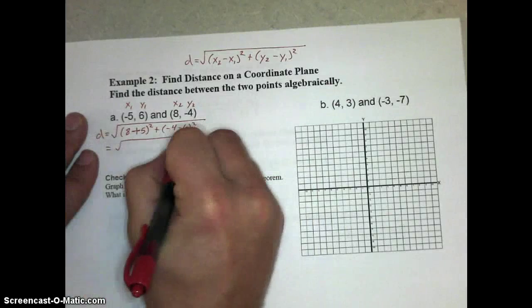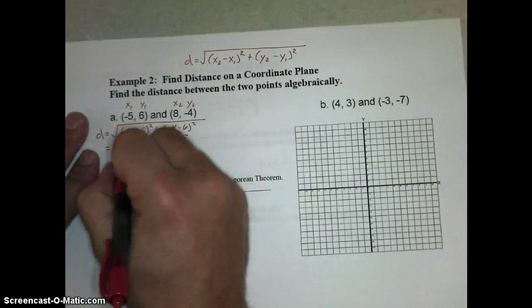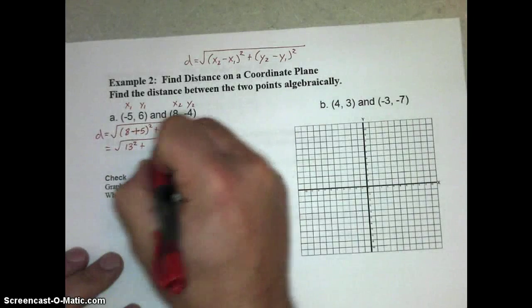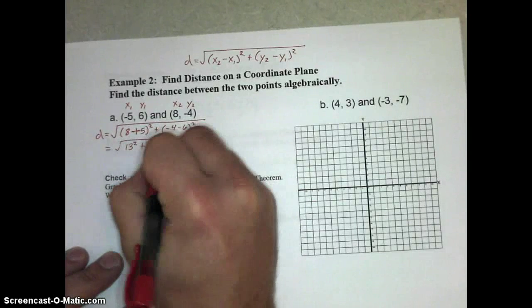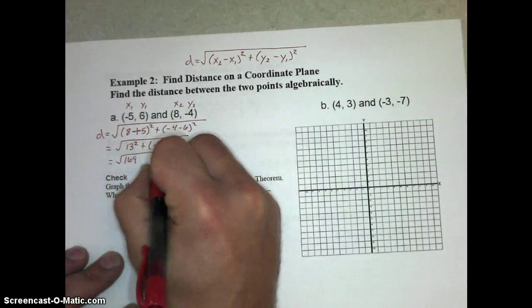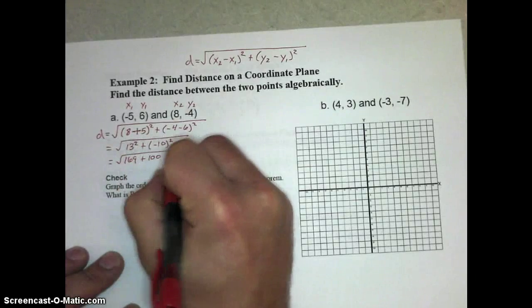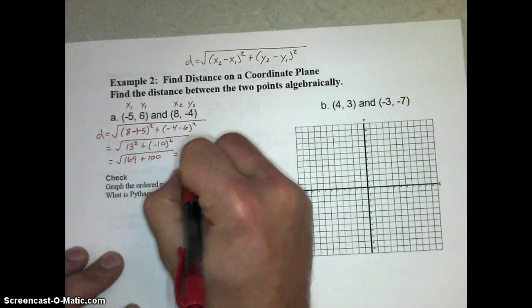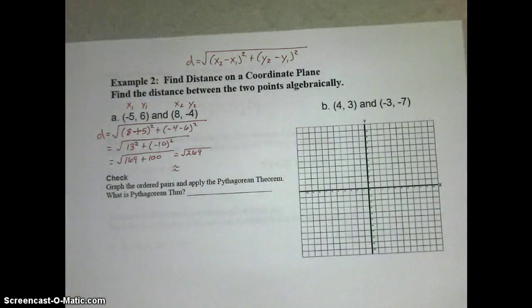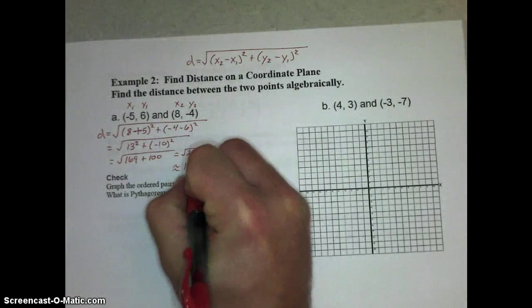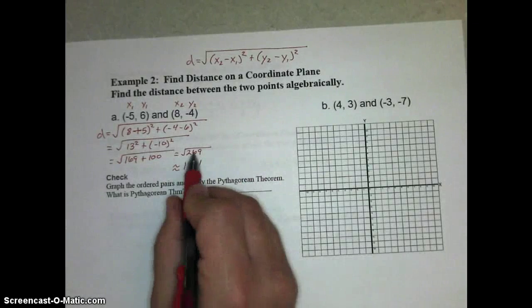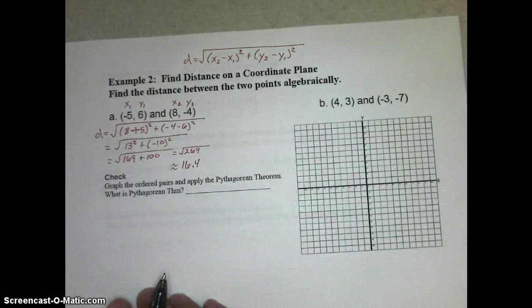So let's simplify a little bit at a time. These parentheses go first. 8 plus 5 is 13, and -4 minus 6 is -10. But when I square these numbers, I'll get positives for both. 13 squared is 169, -10 squared is 100. So if I add those together, I have 269. I want the square root of that, which is approximately 16.4 when we round to the nearest tenth. We're going to go ahead and round these to the nearest tenth. If it works out to be a perfect square, that's fine. Otherwise, just round to the nearest tenth.